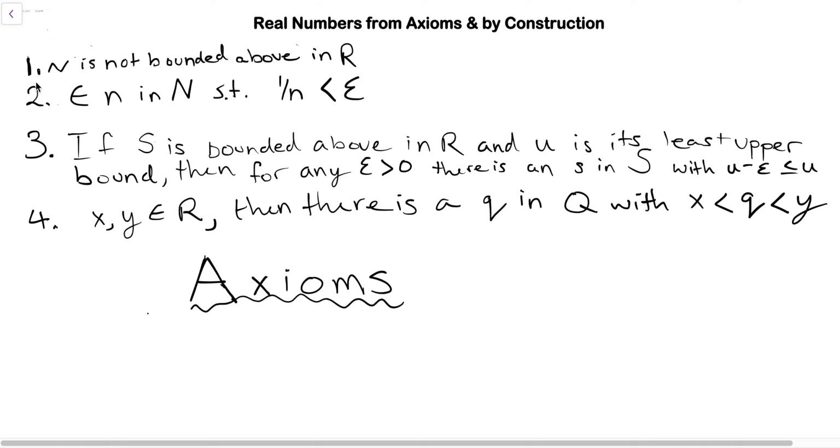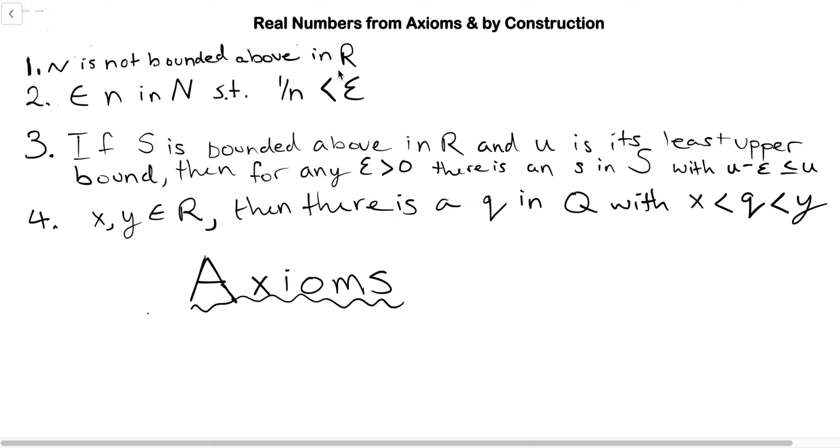these four axioms. 1: N is not bounded above in R, and N are the natural numbers. That's 1, 2, 3, and so on in succession. Number 2 states that there exists some n, little n, in big N, the natural numbers, such that 1 over n is less than epsilon. And epsilon, if you're not aware, is just some very, very teeny tiny number.